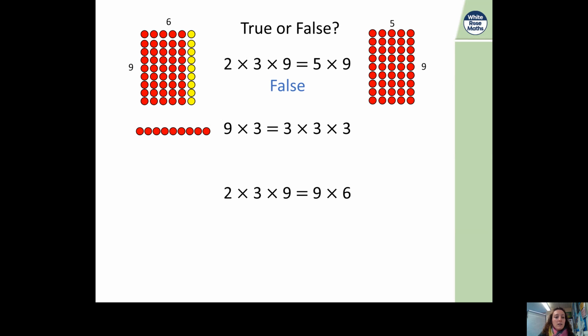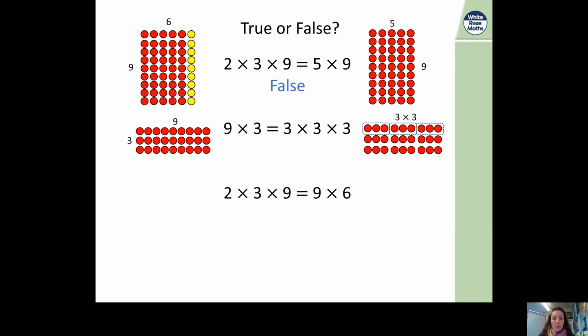Okay, let's look at the next one. So pause the video and have a think about it. So 9 times 3, that's 9, 3 times. And then we need to do 3 times 3. So there's 3 times 3, 3 times. So this one is true. They are the same, they are equal.